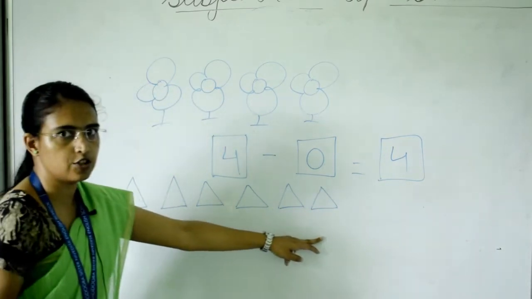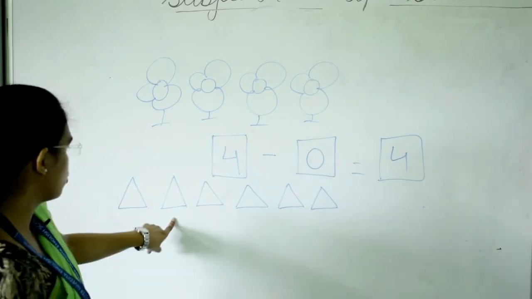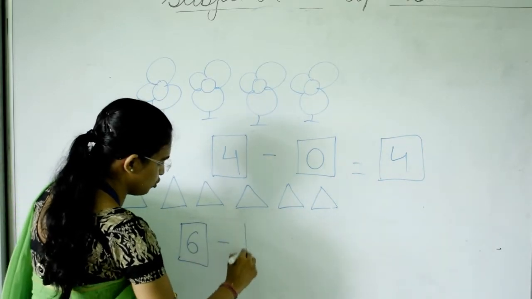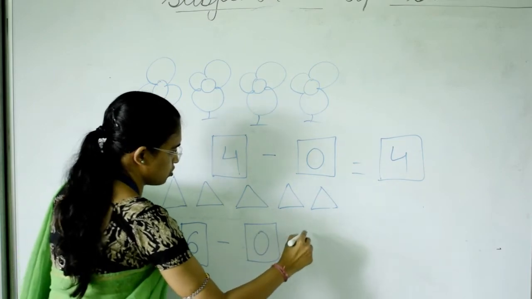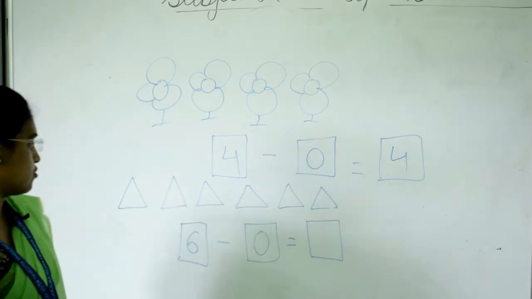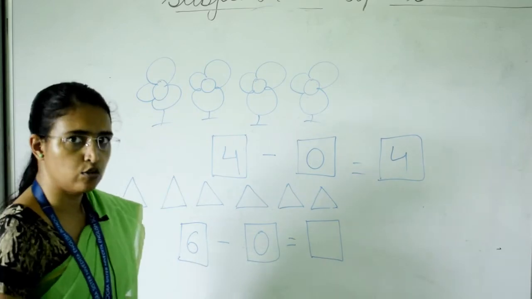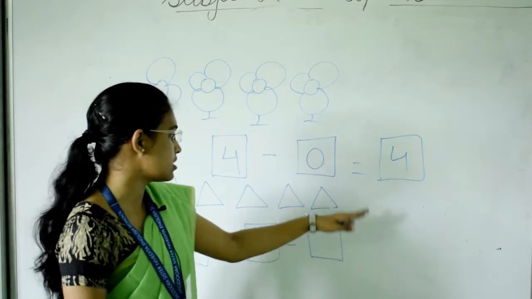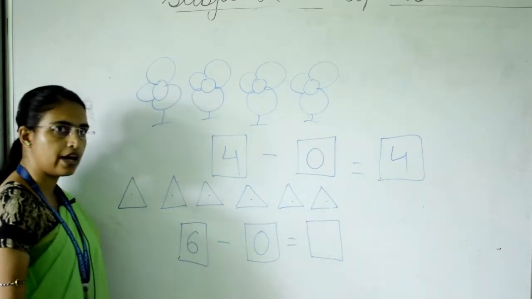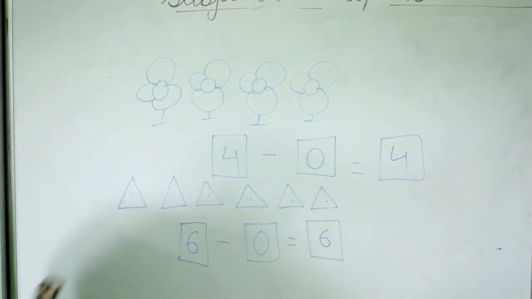Okay, what are these? These are shapes, right? Which shape is this? Yes, triangle. So how many triangles do I have? 1, 2, 3, 4, 5, 6. 6 triangles. So from 6, I have to minus 0. So I have 6 triangles and my friend has given me nothing, no triangles, 0 triangles. So how many triangles do I have left now? Let's count. 1, 2, 3, 4, 5, 6. So I have only 6 triangles. Yes? Okay. Now another one.